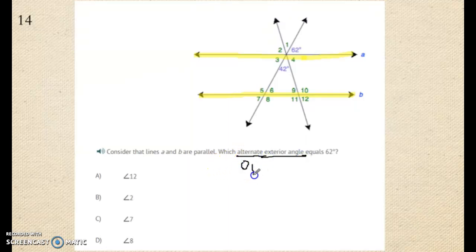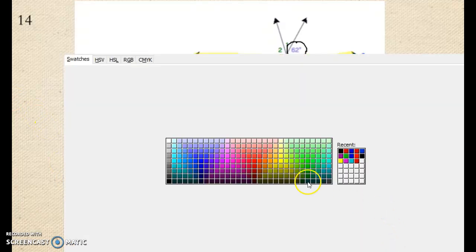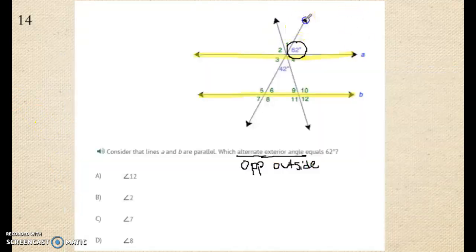Remember, alternate means opposite sides of the transversal, and exterior means outside the parallel lines. So we have 62, and we want the alternate exterior angle to 62. Well, first of all, just by looking at angle 62, I automatically know that I am dealing with this transversal, because that's the one that 62 is with.